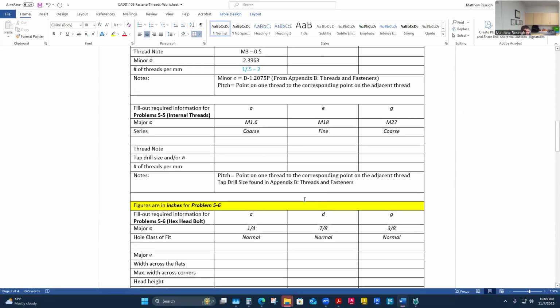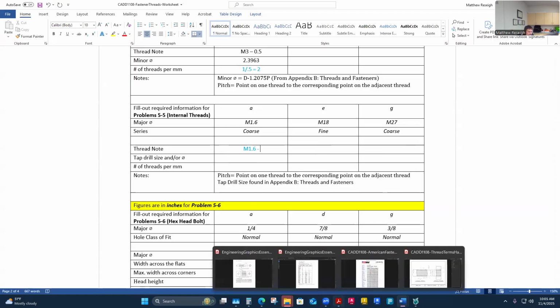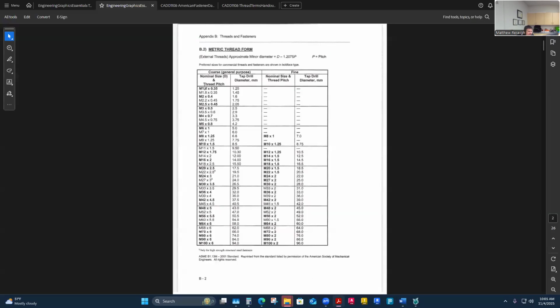M1.6 and its coarse. It wants to know the tap and drill size, so let's look at that. M1.6 is already small. That's a 1.6 millimeter major diameter. So I know it's going to be an M1.6 by whatever the pitch is of that. I don't have that memorized. So I go to my chart and look for 1.6. It's the very first one on the list. It's only coarse. 0.35 millimeters is the pitch.